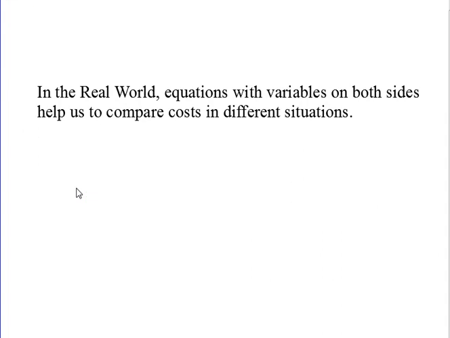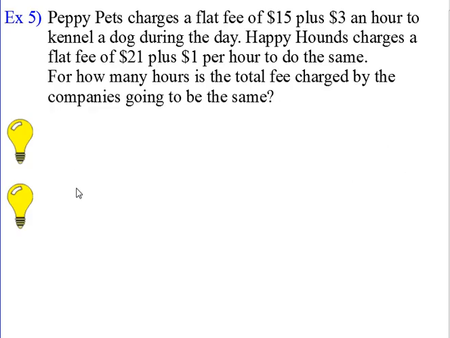Now, in the real world, equations with variables on both sides help us to compare costs in different situations. So I've got a situation here for us to look at. Peppy Pets charges a flat fee of $15 plus $3 an hour to kennel a dog during the day. Happy Hounds charges a flat fee of $21 plus $1 per hour to do the same. For how many hours is the total fee charged by the companies going to be the same?